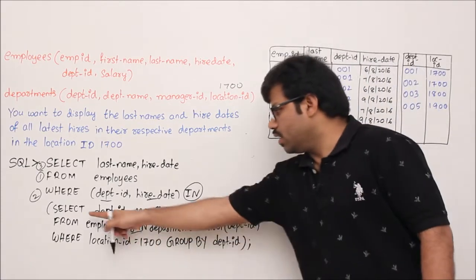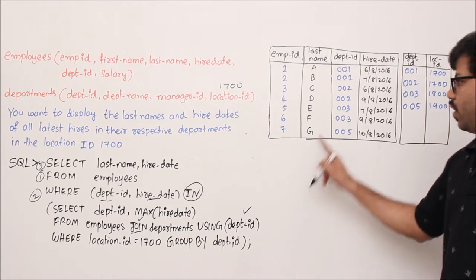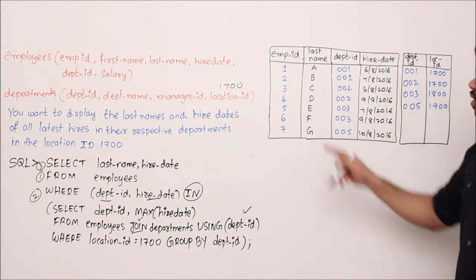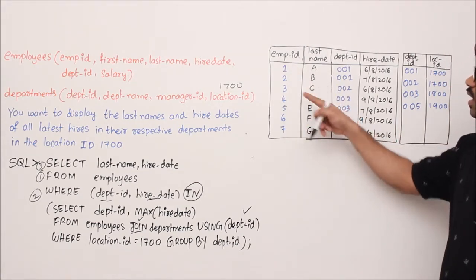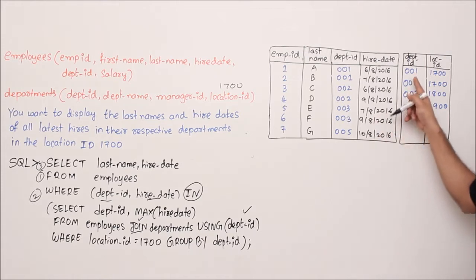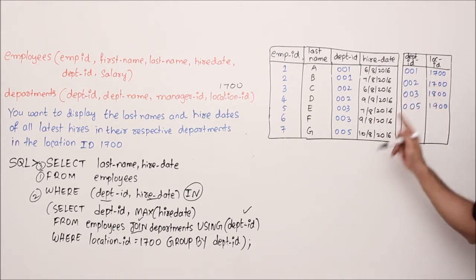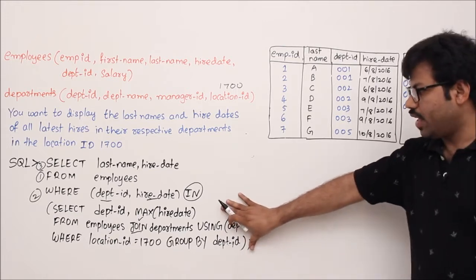Let's do one thing. Take this inner query and execute it for this data. Let me do it. There are 7 rows in this employee table and 4 rows in the second table, which is nothing but departments. Let's do as specified in the query.